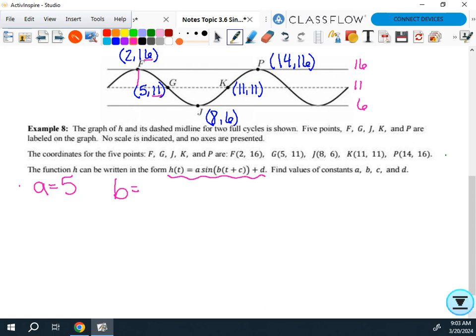This is a sine function, right? But to figure out the period, I could start here and here. Even though that looks like cosine, it doesn't matter. The period's the period, and it is 12, right? I'm going from 2 to 14. So that means I would take 2 pi divided by 12, and what does that give me?